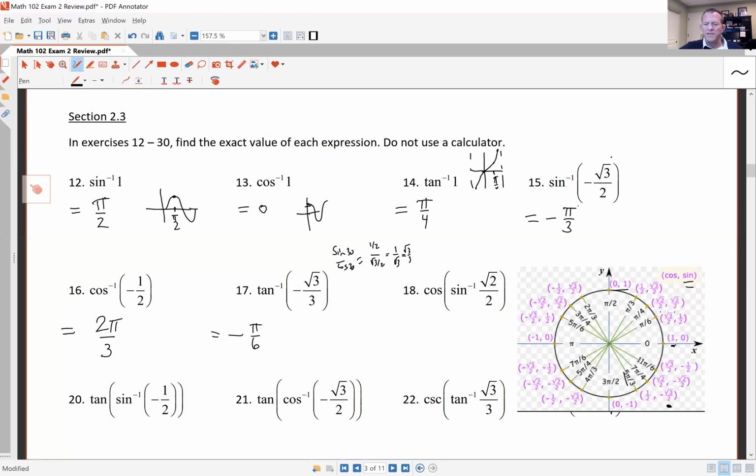The cosine of the inverse sine of root 2 over 2. We're first asked for the inverse sine of root 2 over 2. We know that happens at pi over 4. So then the cosine of pi over 4 is root 2 over 2. We're right back at root 2 over 2.